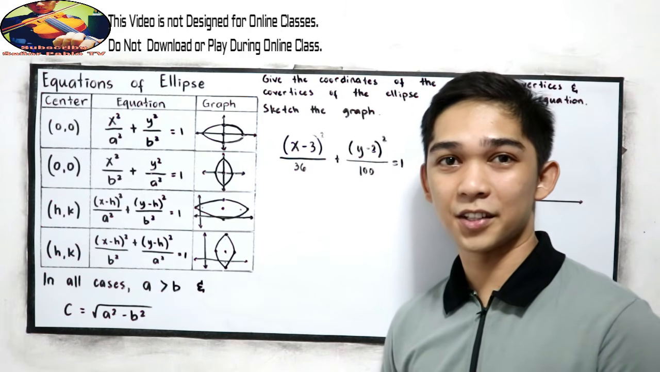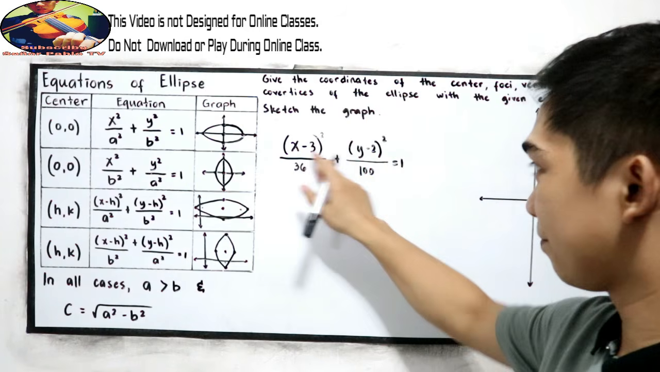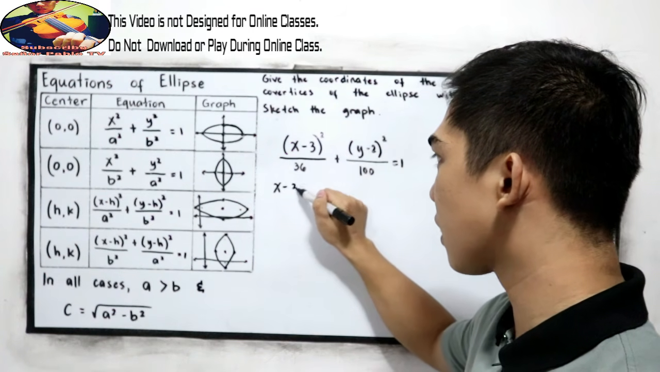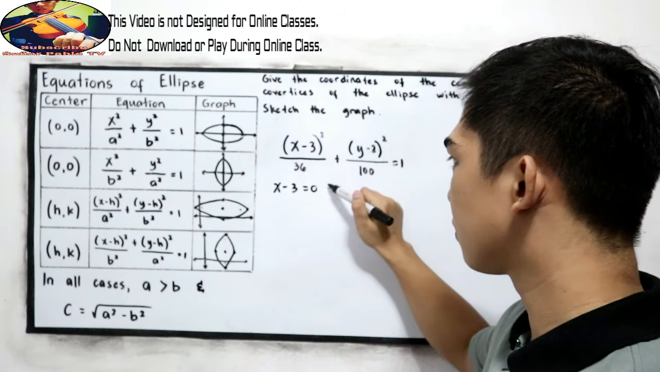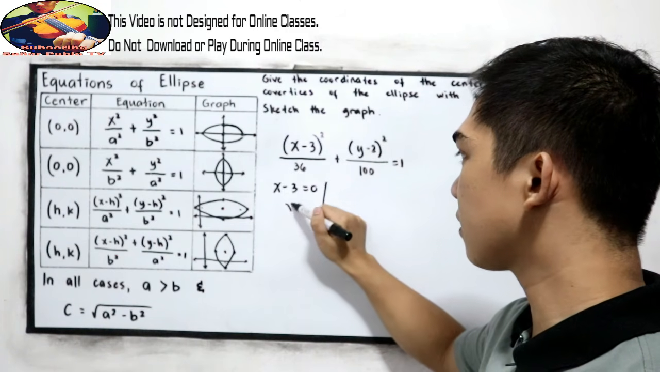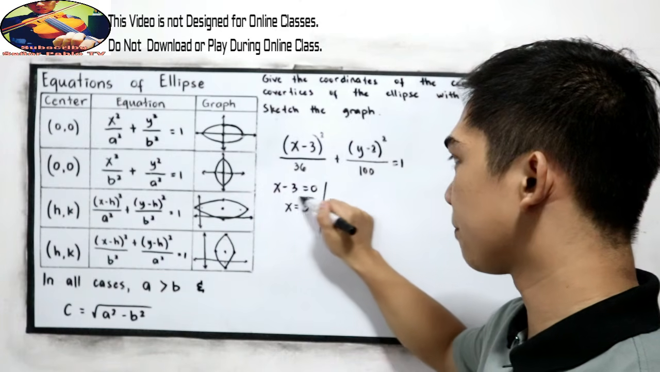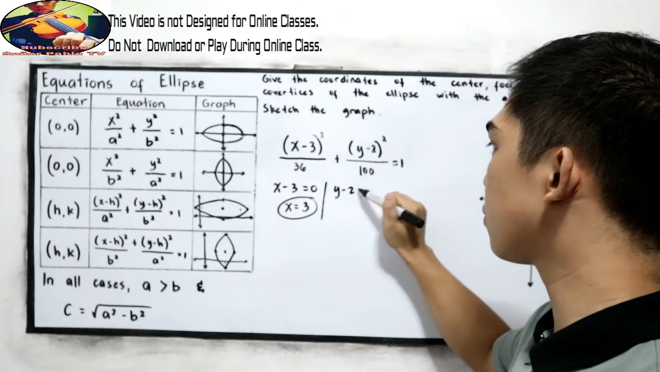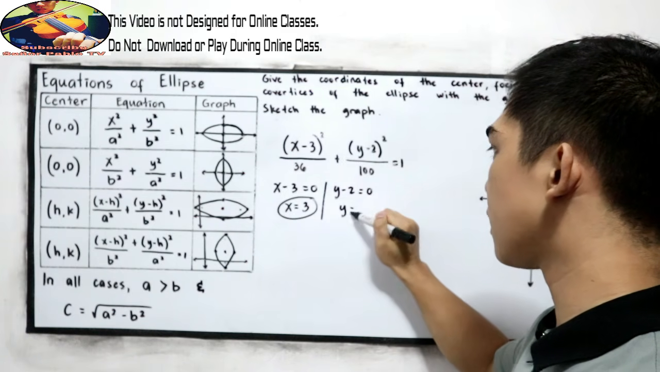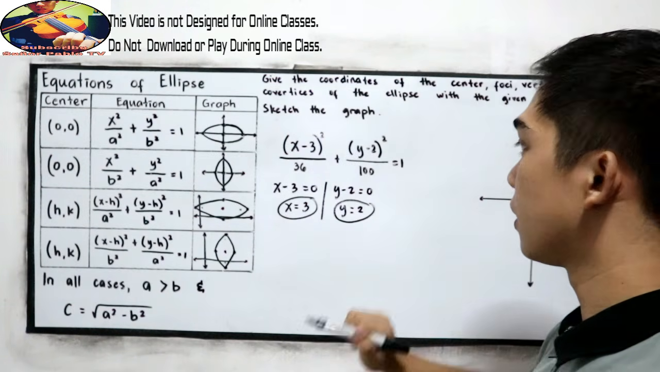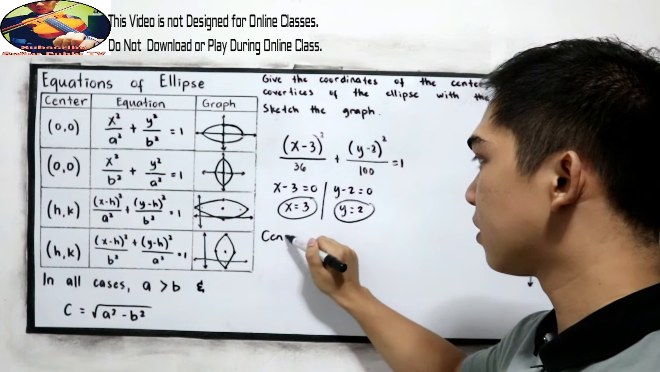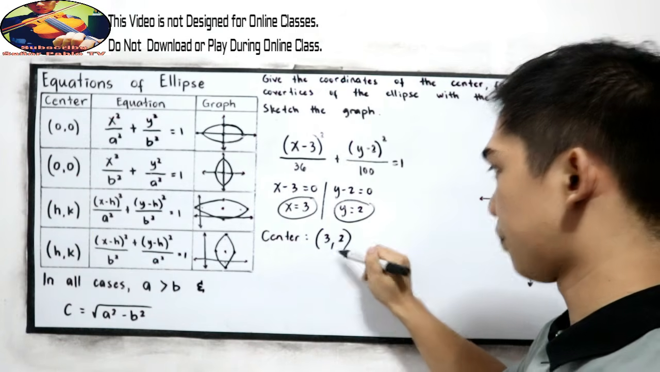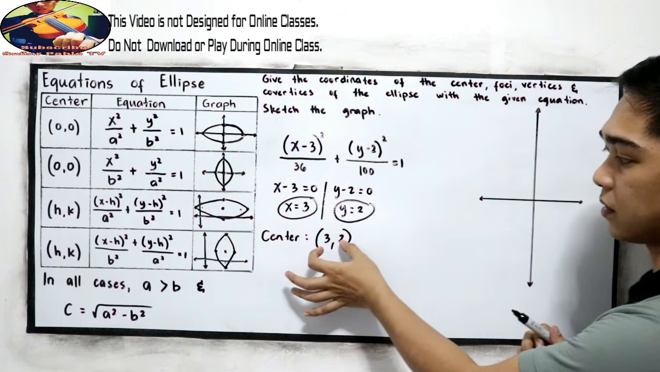Now let us find the center. To find the center, get the HK. So x minus 3 is equal to 0. So x is equal to positive 3. The other one, for y minus 2 is equal to 0, y is equal to positive 2. So our center now is 3, 2. Positive 3, positive 2.